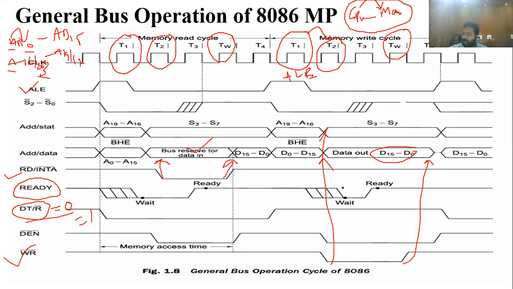Now this is the basic bus operation cycle of the 8086 microprocessor. In the examination, they can ask you to draw the memory read cycle, so you can separate this half part and draw it. They can ask you to draw the memory write cycle, then you draw the second part. Or otherwise, they can ask for the general bus operation of the 8086. You can draw the entire timing diagram of the memory read and memory write operations, the combined timing diagrams of memory read and memory write cycles.